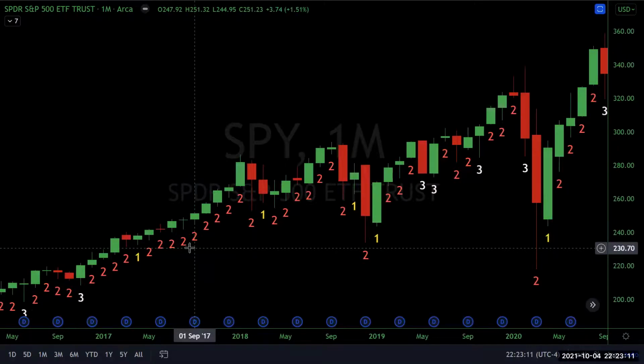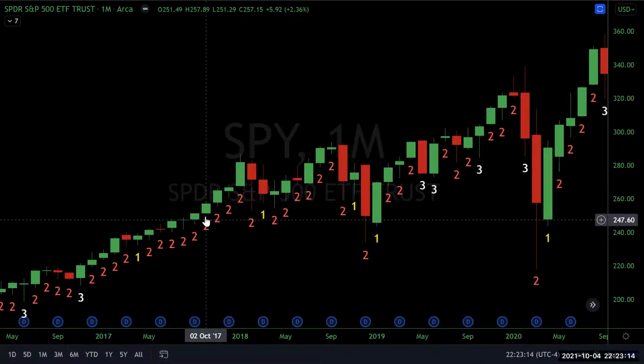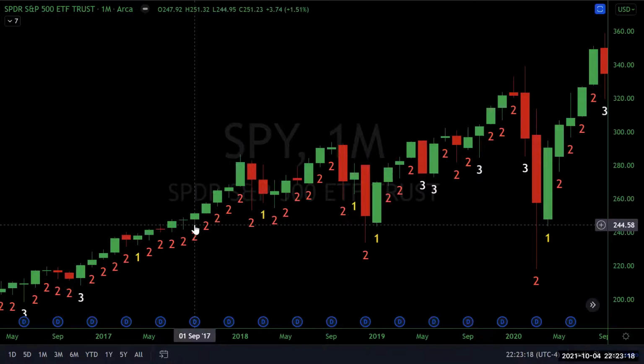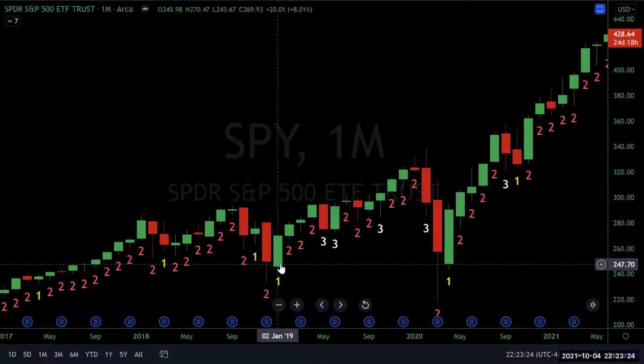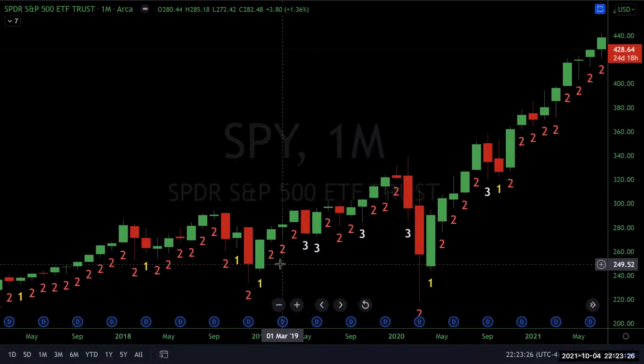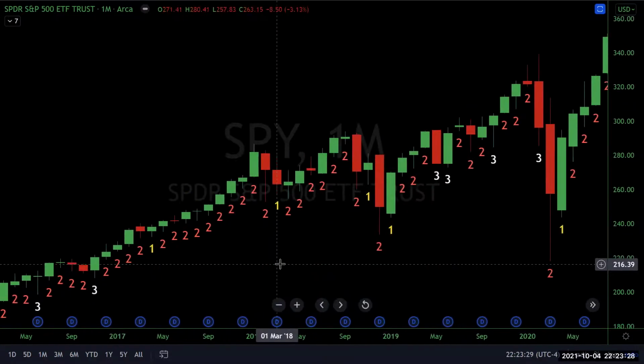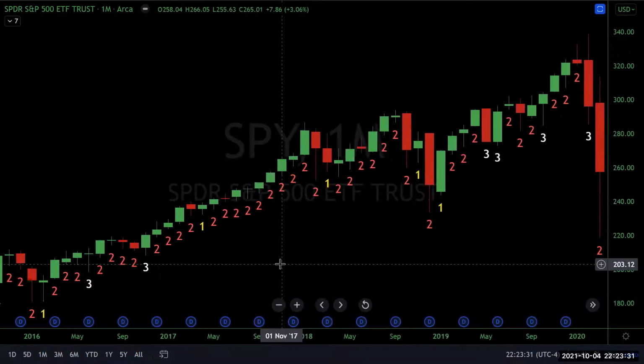So let's restart with the 2s. What the 2s do is either break the high of the previous candle, or it's gonna be a 2 down and break the low of the previous candle. I'm trying to find a 2 down. Oh, I don't see one. A 2 that takes out the low. Hold on, man.